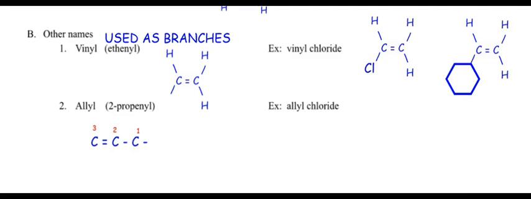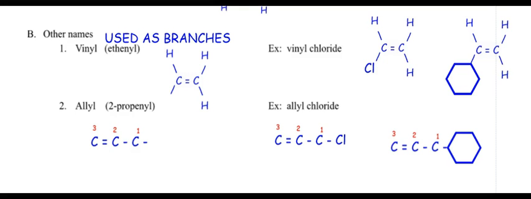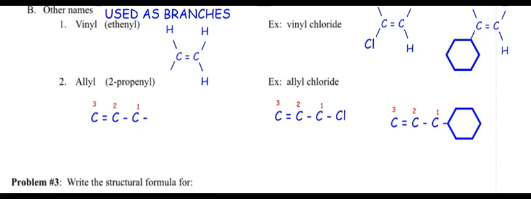So for example, would be allyl chloride. So here's your allyl again, and what do you think is going to be right here? You guessed it, and there it is. That would be your allyl chloride. So what do you think this is going to be called? Take a wild stab. If you said allyl cyclohexane, you are correct, okay? So why don't you pause this and do the problems below, and when you're done, come back. That sounds like a plan.